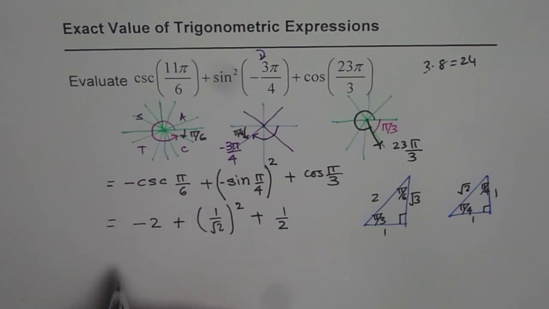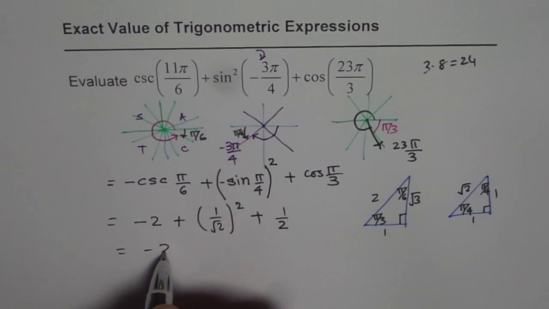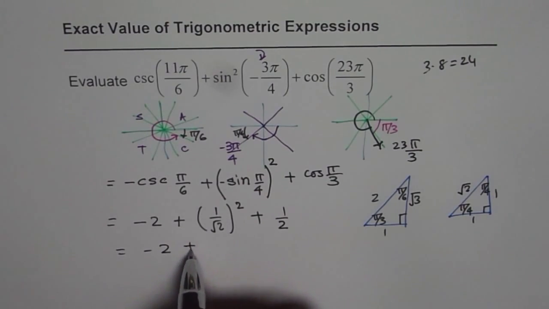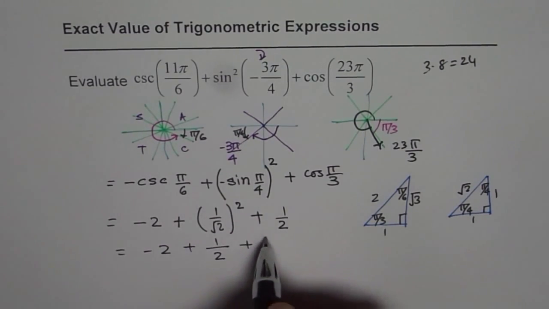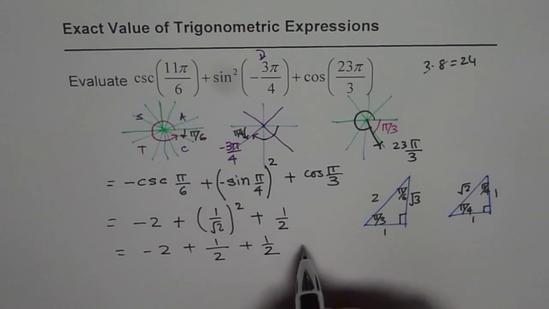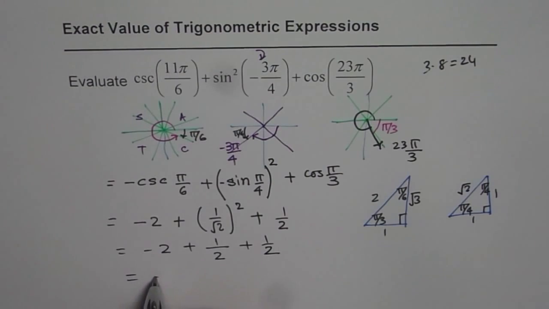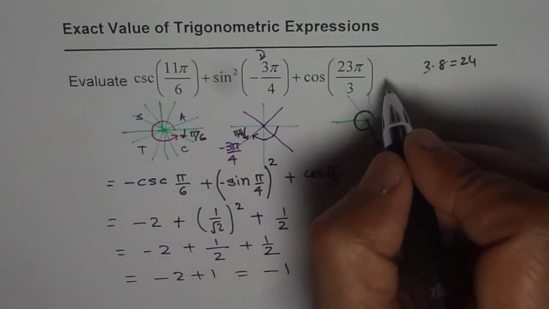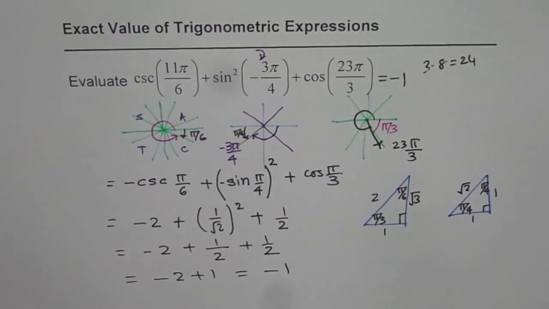That's what we get. So we can write this as minus 2, plus square root 2 squared is 2, so half, plus half. Is it okay? Half plus half is 1, right? So we have minus 2 plus 1. That gives us a value of minus 1. So this expression is equal to minus 1.